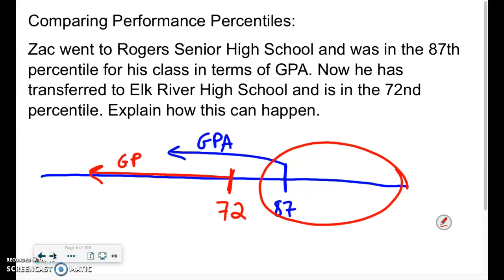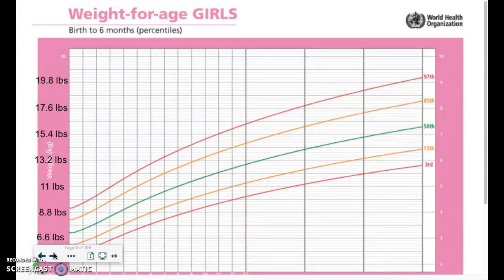So now he's only going to be ahead of 72% of the kids who have a worse GPA than him or the same GPA as him. So that's how that could happen. Hopefully it doesn't for that kiddo, but it might.